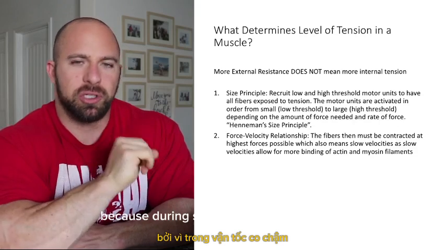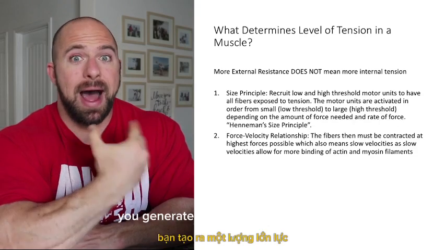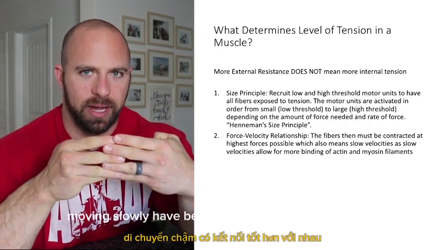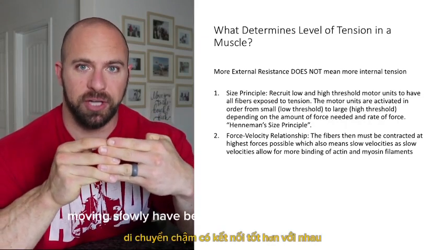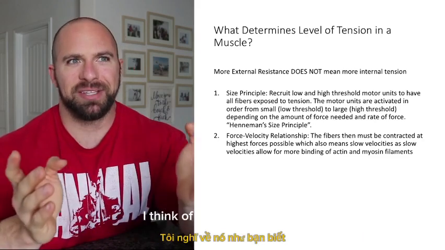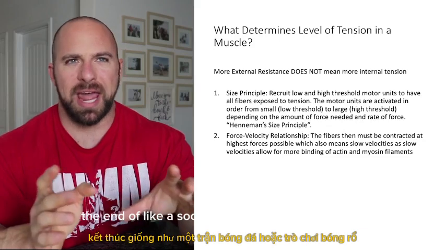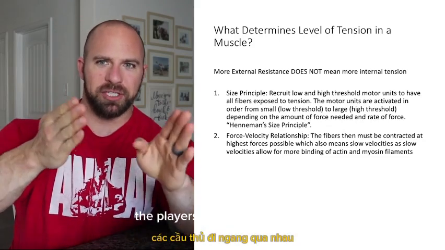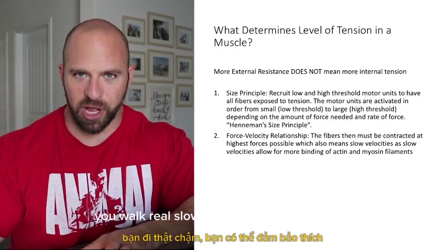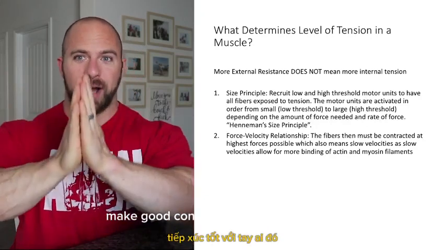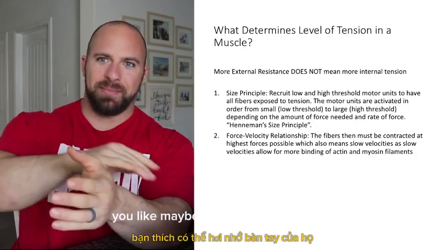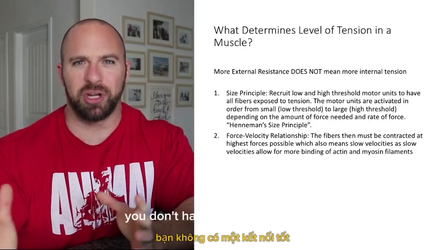Because during slow contraction velocities, you generate a high amount of force. And that's because actin and myosin, moving slowly, have better connection with each other. So more of the myosin heads can connect to actin. I think of it as like the end of a soccer game or basketball game. The players walk by each other, and as they're walking by, everyone high fives. If you walk real slow, you can make sure to make good contact with someone's hands. If you sprint by them, maybe you miss some, right? You don't have a good connection.